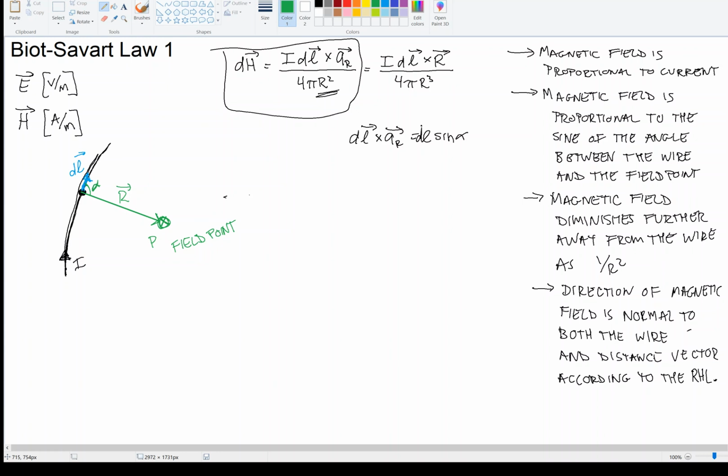Alternatively, what you can do, and ends up being the same thing, sometimes this is useful, you can point your thumb in the direction of the current, so the current is in blue, dl, and then your fingers curl in the direction of the magnetic field. So if your thumb is pointing up, your fingers would be circling around the wire, and at the field point, your fingers would be going into the page. That's how we determine the direction of that magnetic field.